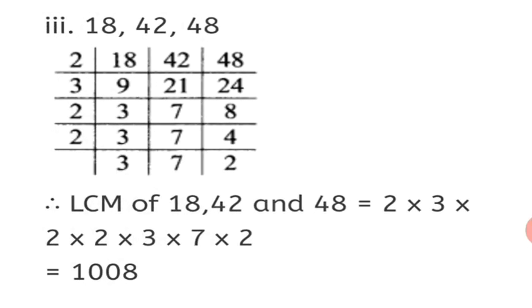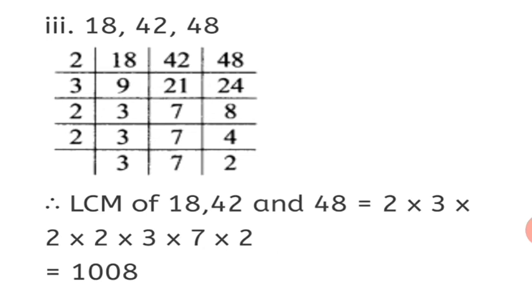Third sum, 18, 42, 48. All three numbers are easily divisible by 2. So we start. 2 nines are 18, 2 21s are 42, 2 24s are 48. Then 3. 3 threes are 9, 3 sevens are 21, 3 eights are 24. Now 3, 7, 8. 3 is not divisible further, 7 is not divisible further, but 8 we can divide by 2. So we don't leave it as it is, we find the further factors. 2 fours are 8. 3 and 7 we bring down as it is. Then 4 can be divisible by 2, so 2 twos are 4.